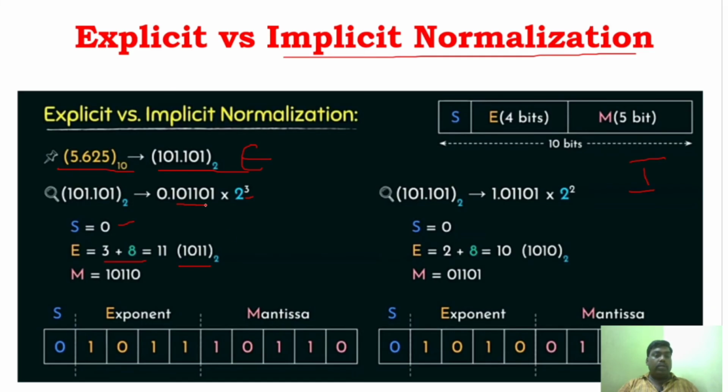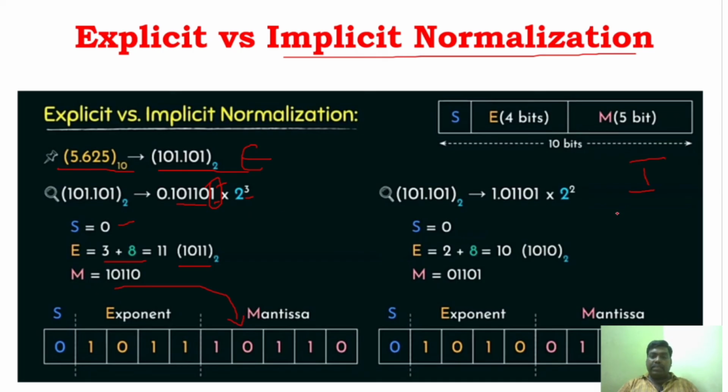So the remaining part is the mantissa, 10110, right? You can represent only 5 bits, 1 2 3 4 5. You have to neglect this last number, okay? And you can see it is represented like this: 0, and the exponent is 1011. The mantissa part excludes the last bit because only 5 bits can be represented in the mantissa. So this is explicit representation, okay?